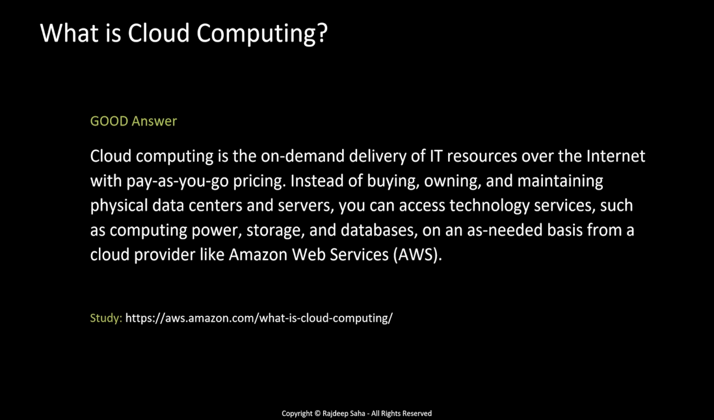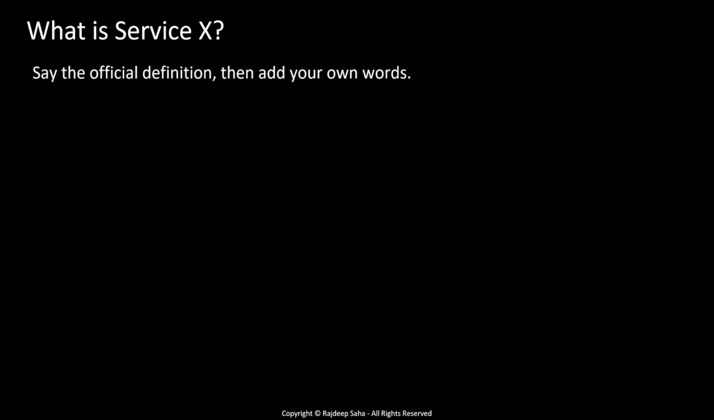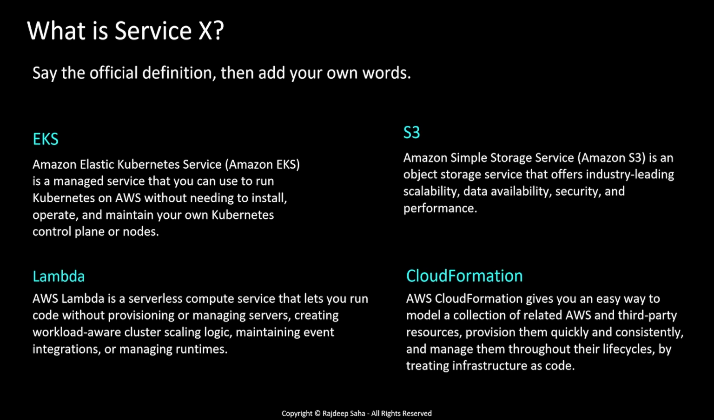What you need to do is just memorize the one-liner. I have given the link, what is cloud computing? You can see this definition is crisp. It touches all the advantages. So you say this line and then you explain using your own words. Similarly, if you get asked what is service X, say the official definition and then explain in your own words. For example, these are the official definitions for EKS, Lambda, S3, CloudFormation. I have them memorized. I meet with customers all the time and I get this question, hey Raj, what is this AWS CloudFormation? So I just give the official definition, then explain.